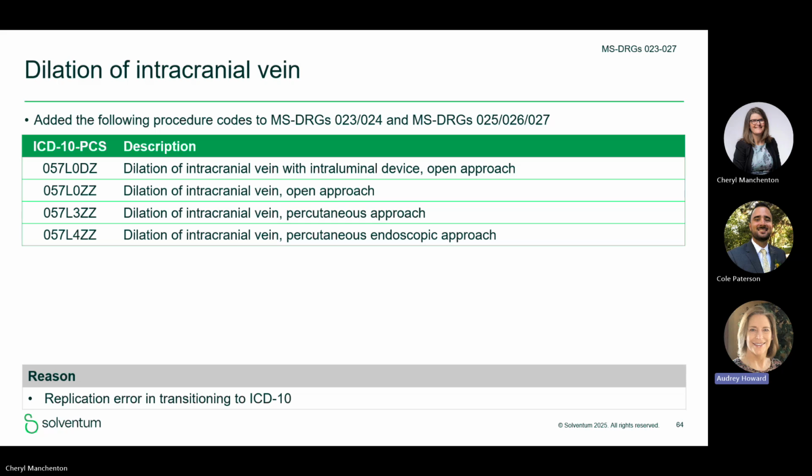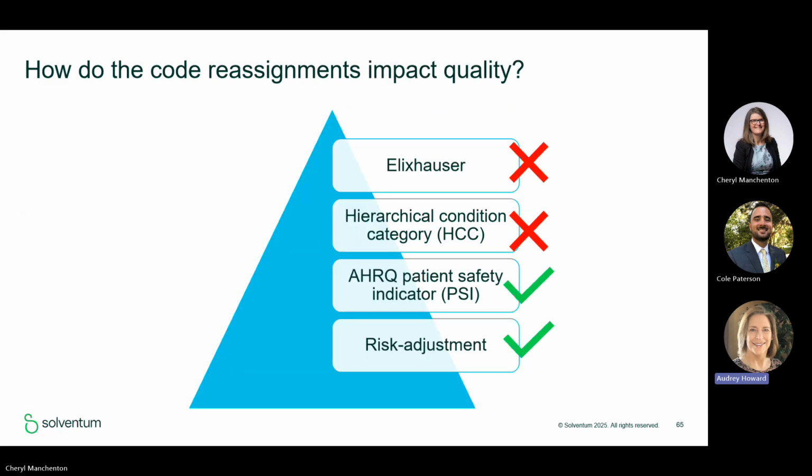So I am still amazed that we are 10 years since ICD-10 PCS became effective, and they're still correcting some replication errors, or omissions, if you will, after the transition, because it was such a huge undertaking to try to get it to the correct MSDRGs. So Cheryl, talk to us about quality for all of these changes.